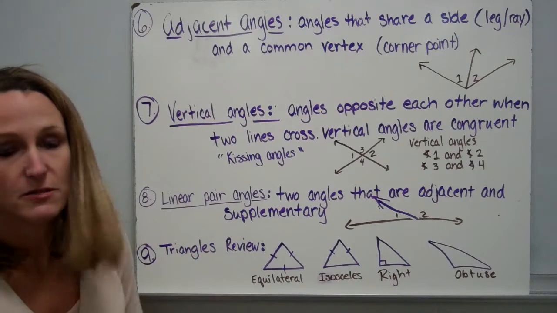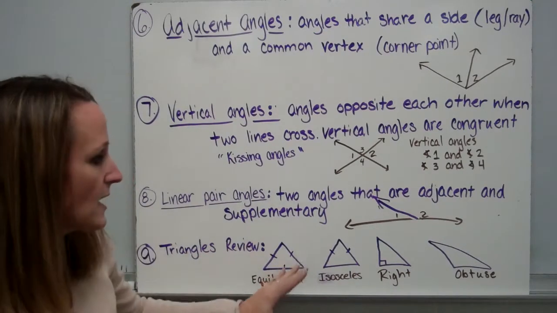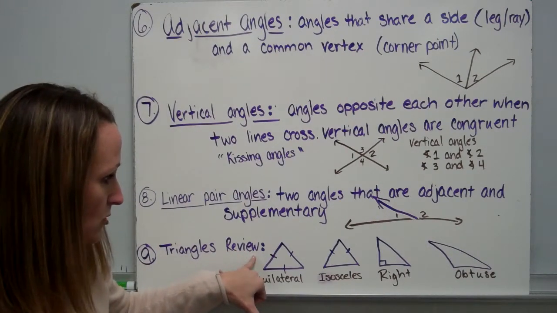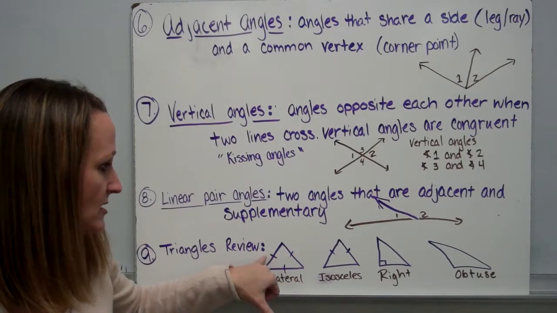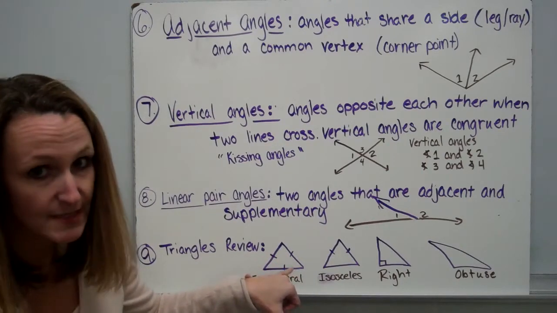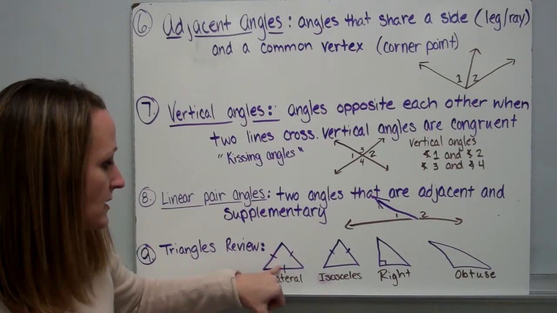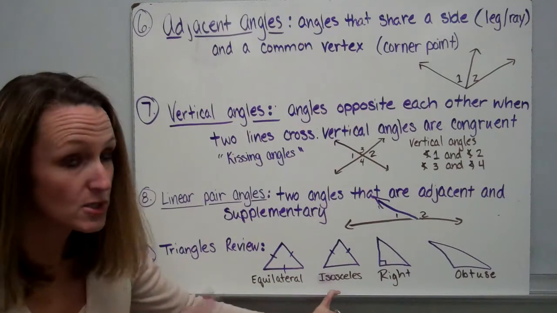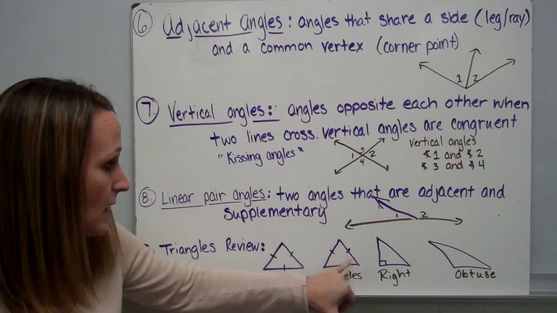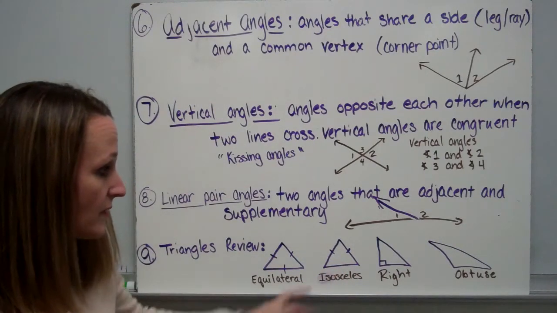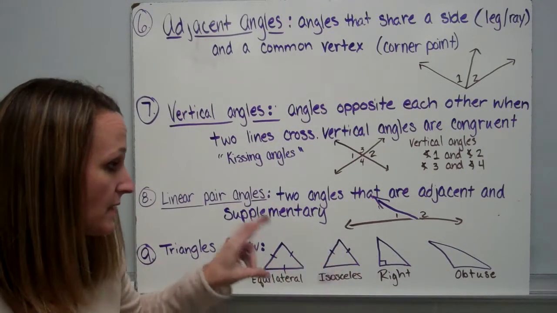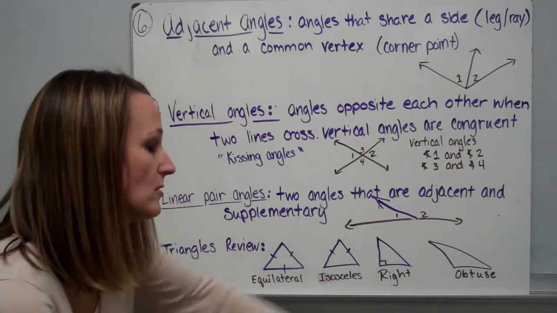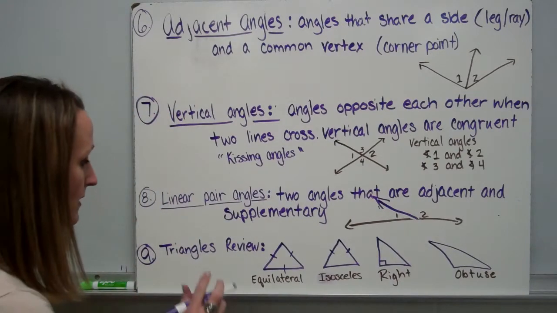Then here at the bottom, this is our last definition, I promise. I just reviewed the types of triangles that you should already know. First was equilateral, and it means that all three sides are the same. These little hash marks, not hashtags, hash marks, just denote that these sides are the same. An isosceles triangle has two equal sides. These hash marks say that those two sides are equal. A right triangle has a right angle. An obtuse triangle has one obtuse angle.